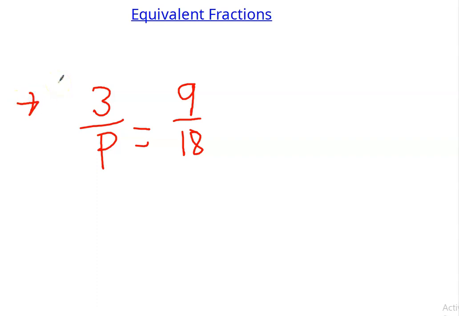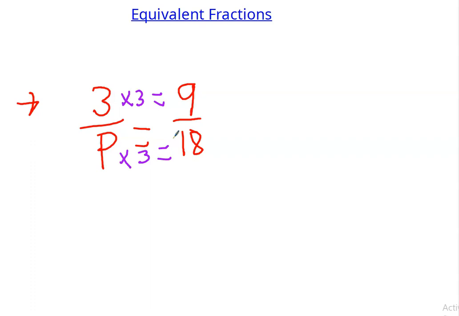How about 3 over p equals 9 over 18? All right, so I see on top, I have my terms. I went from 3 to 9. So what should we do here? Yeah, so I see times 3. So I'll put times 3 equals 9. I'll put my times 3 equals 18. So 3 times 3 is 9, and p times 3 is 18.